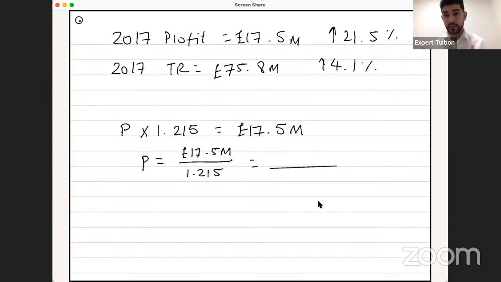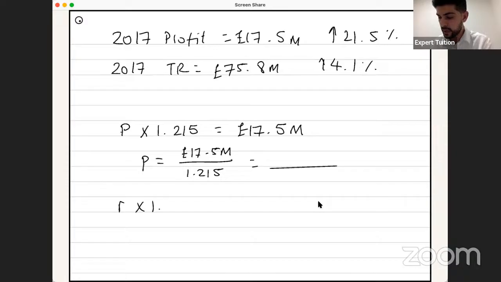Cool? Let's do the same thing now for total revenue. Well, total revenue is going up by 4.1%. I don't know what the revenue was in 2016. That's what I need to work out. So we go revenue R times by, and it's going up by 4.1%. Now, be careful. The most common error that people make is they write times 1.41. That is not 4.1. That is a 41% increase. That is not what we're looking for.